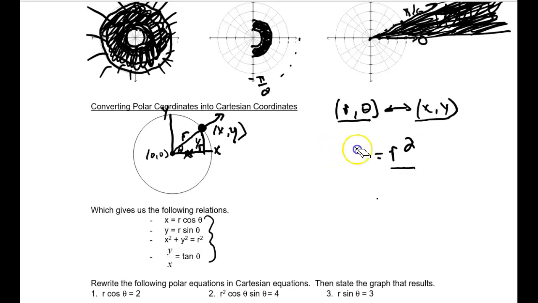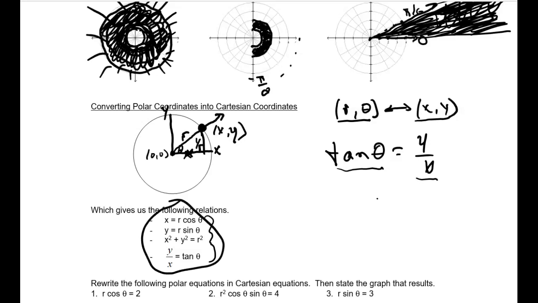And then last but not least, if you did the tangent of that angle, you'll see that the opposite side is y, the adjacent side is x. You have theta on the left, you have x's and y's on the right. That's a conversion. So those four here, you'll want to know pretty well. Those will definitely be things that you'll see often.